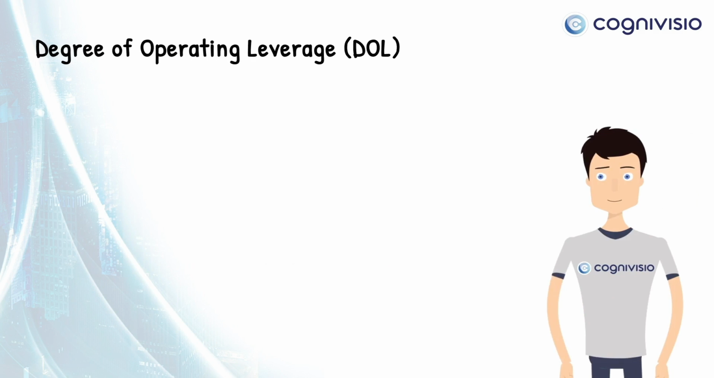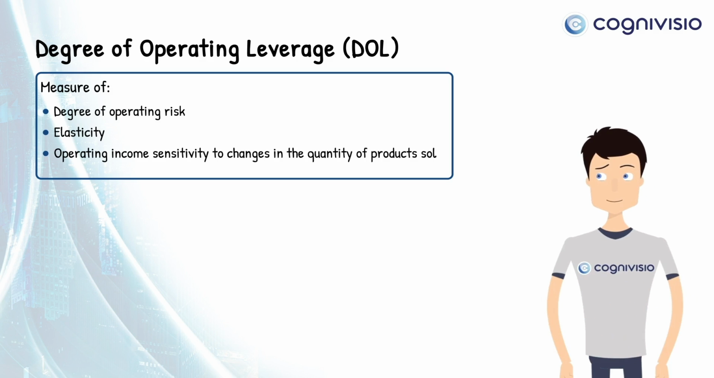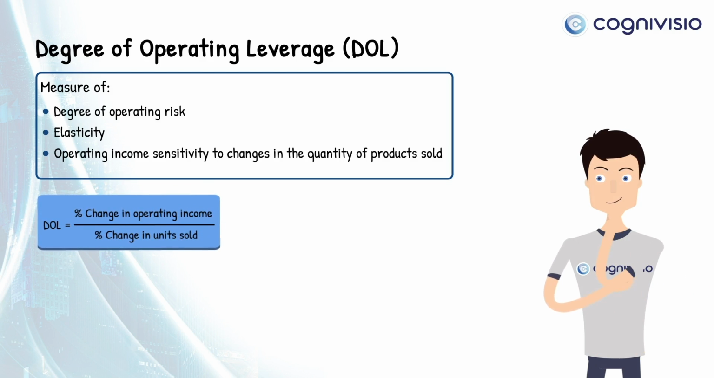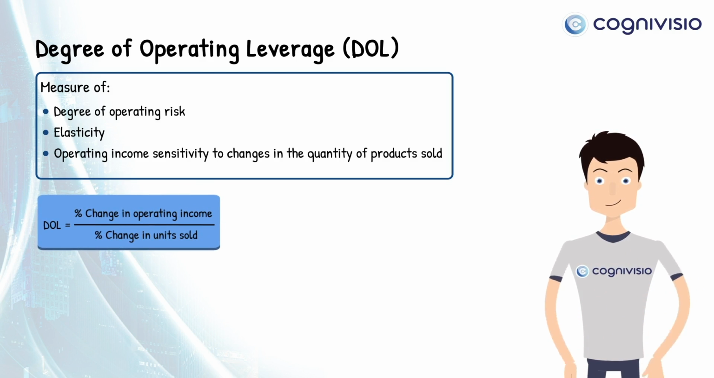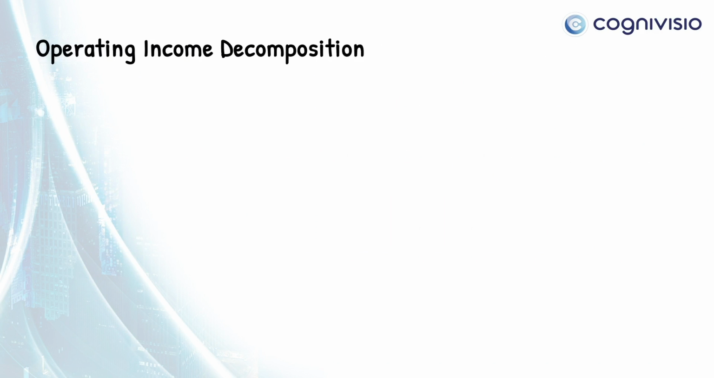In order to quantify the impact of the operating risk, we can measure it by the degree of operating leverage, or DOL. DOL is an elasticity measure, or a measure of the operating income sensitivity to changes in the quantity of products sold. So, it is the ratio of percentage change in operating income to the percentage change in units sold. To better understand the degree of operating leverage, we need to get into details of the operating income.